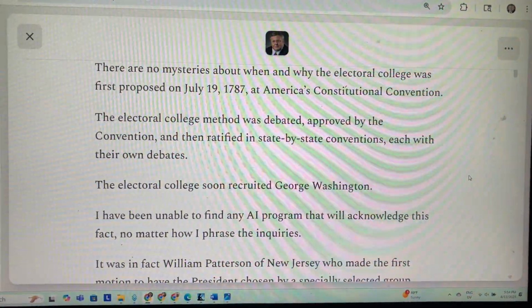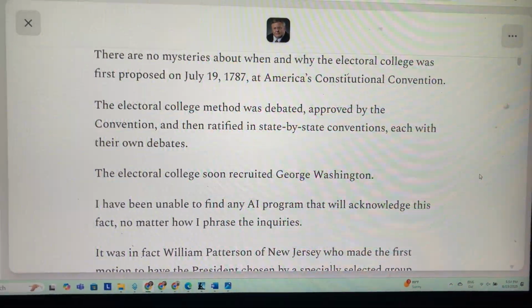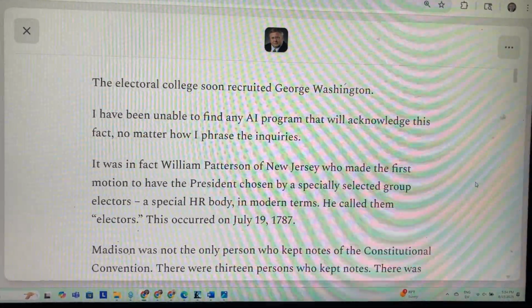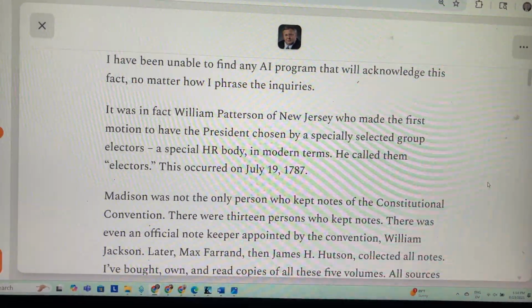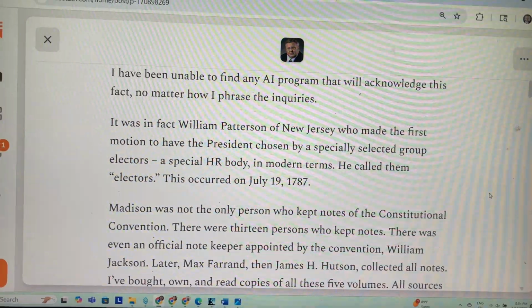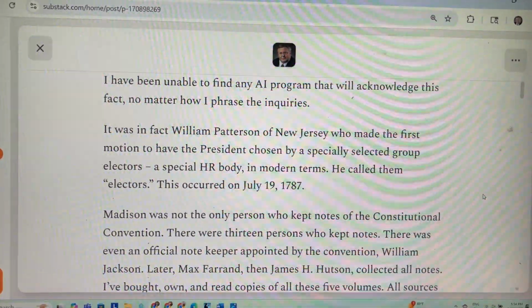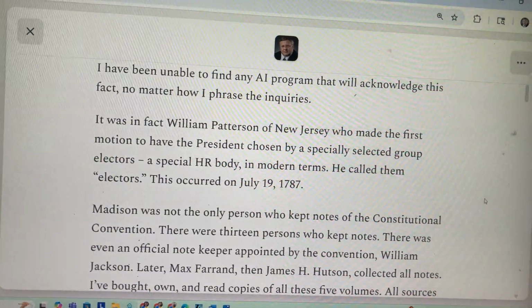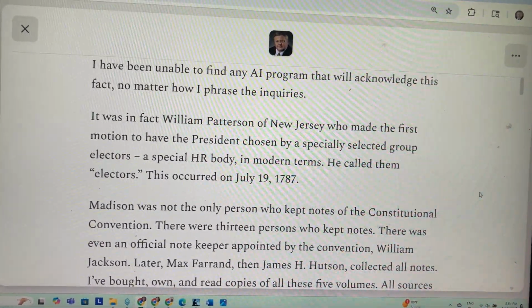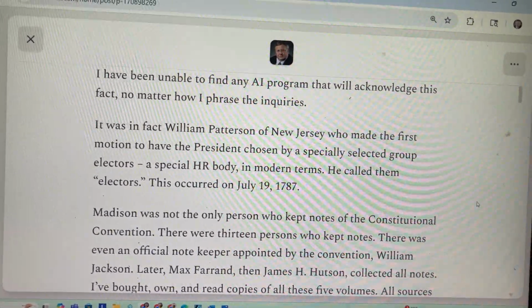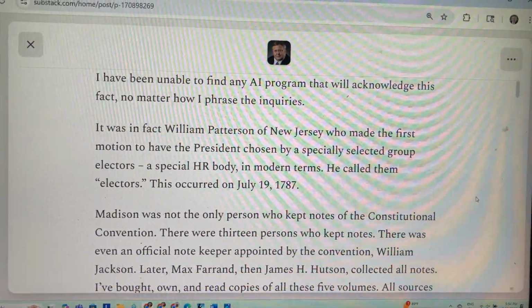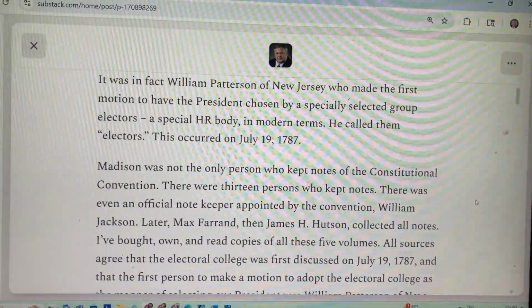I've been unable to find any AI program that will acknowledge this fact, no matter how I phrase the inquiries. William Paterson of New Jersey made the first motion to have the president chosen by a specially selected group of electors, a special HR body in modern terms. He called them electors. This occurred on July 19th, 1787.